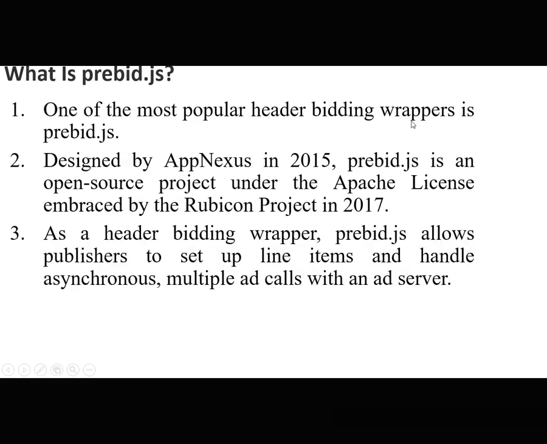Prebid.js. One of the most popular header bidding wrappers is Prebid.js, designed by AppNexus in 2005. Prebid.js is an open source project under the Apache license, embraced by the Ubiquin project in 2017. As a header bidding wrapper, Prebid.js allows publishers to set up line items and handle asynchronous multiple ad calls within an ad server.